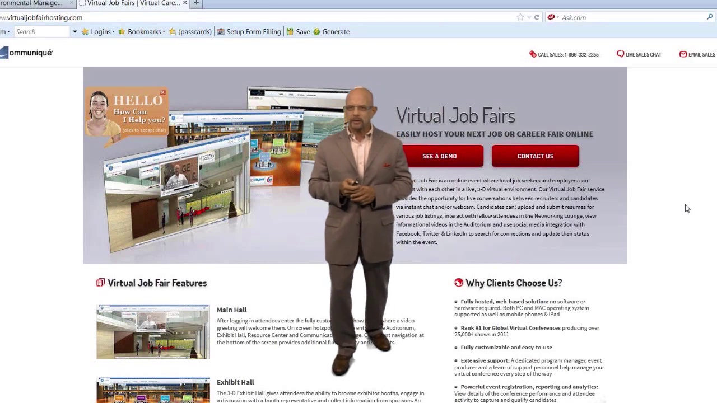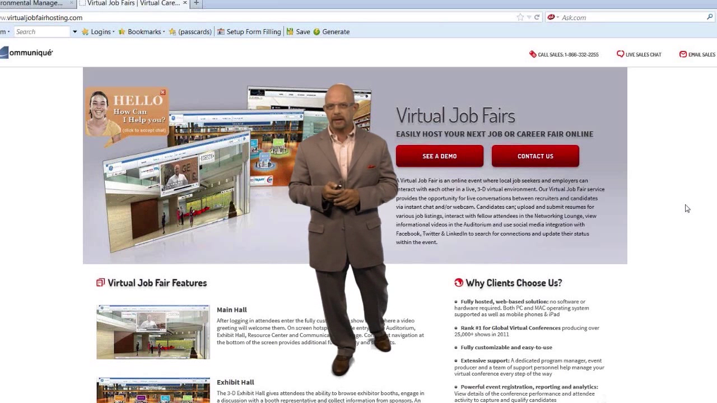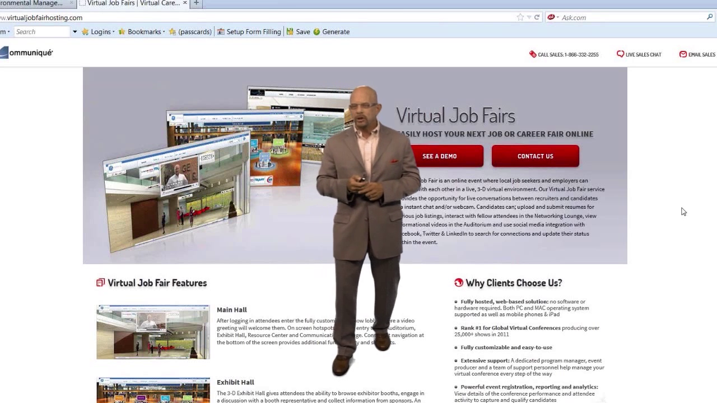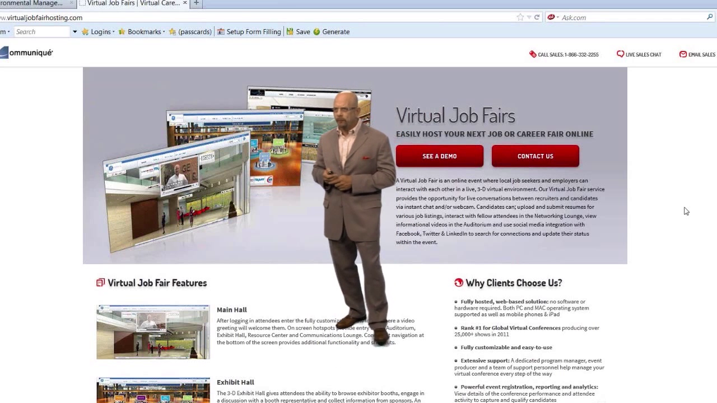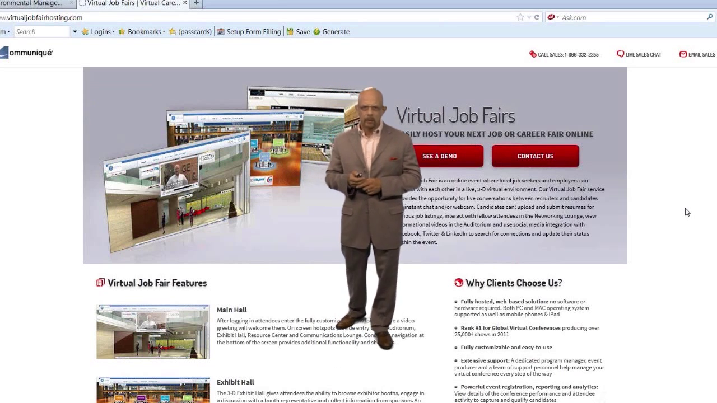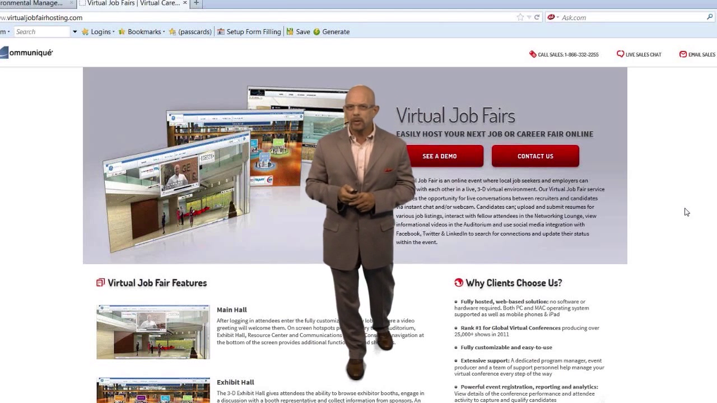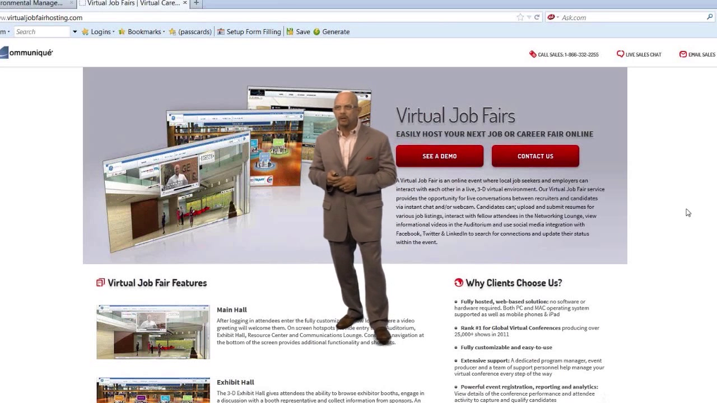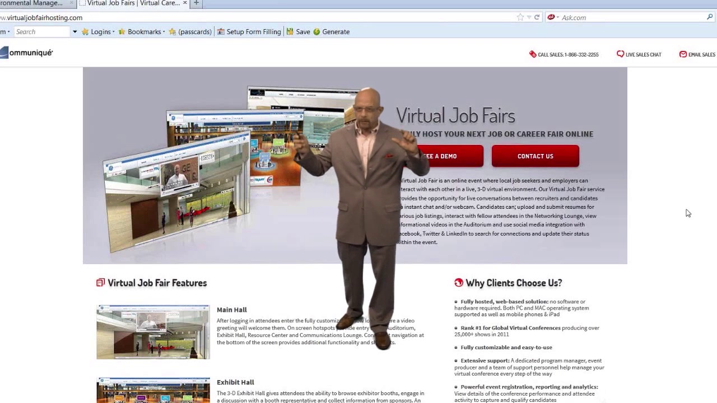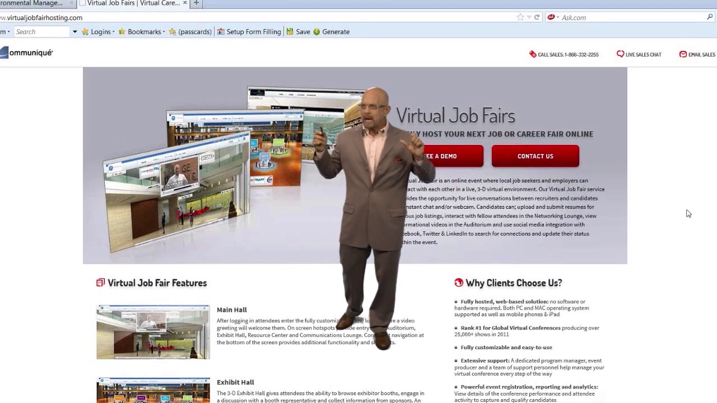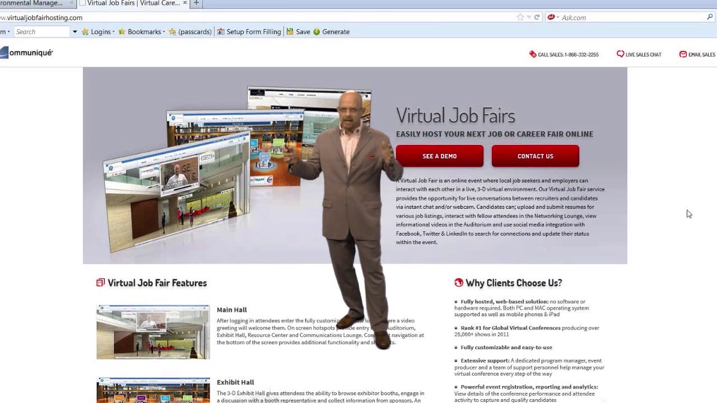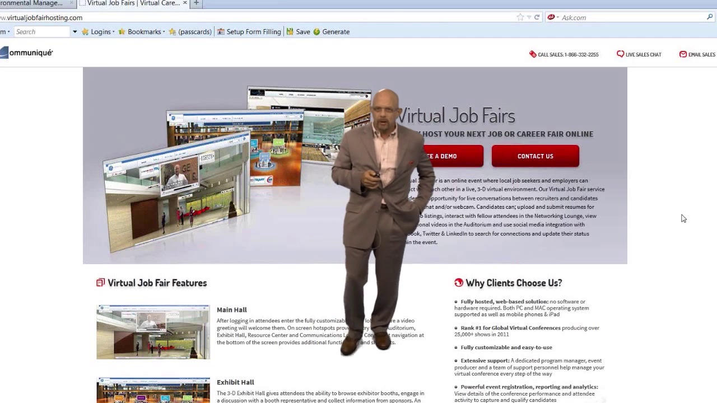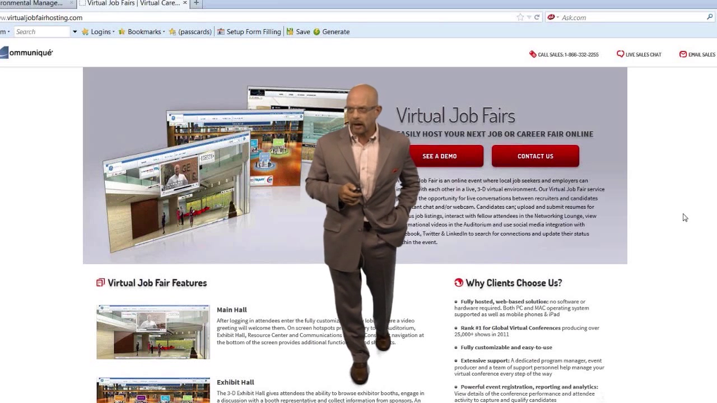Virtual job fairs is not a headline. It's a name. It's a category. It's a title. You will achieve more with a headline that forms a complete thought rather than says something. If you're going to use the word virtual job fairs because it's important, don't make it as large as what you currently have, your subheader. Make it like a small title above the main headline. And then it says, easily host your next job or career fair online.